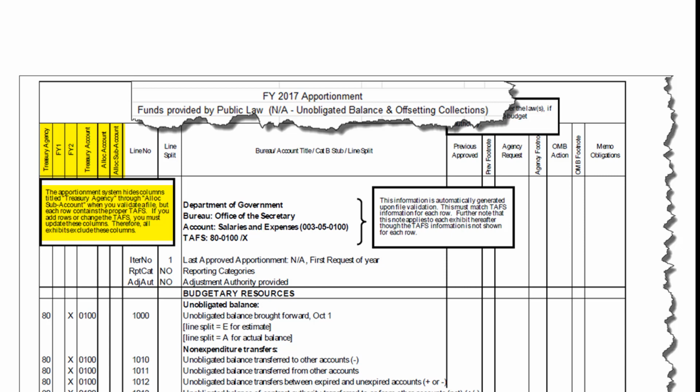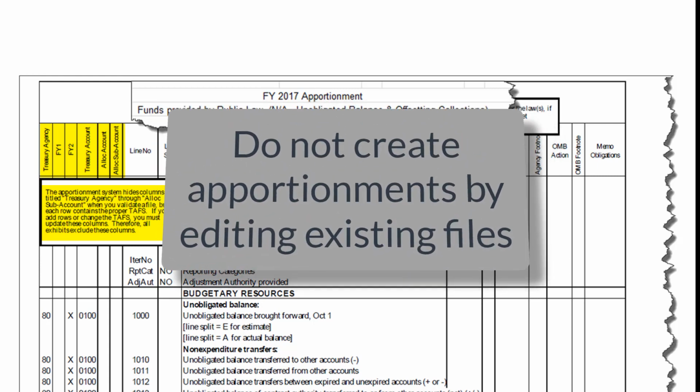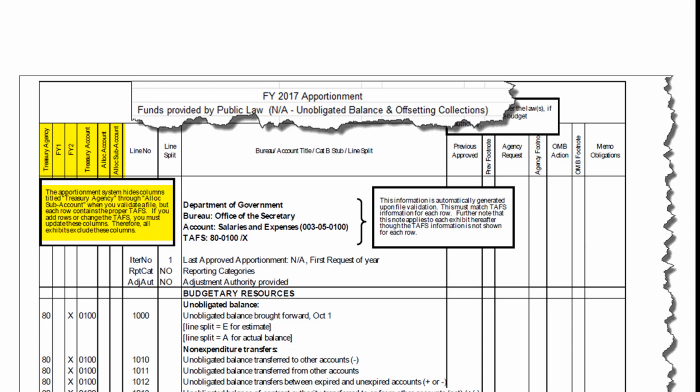So let me stop for a moment to make a recommendation. Do not create apportionments by editing existing files. Always use the OMB apportionment system to create apportionments and reapportionments. Since these columns are hidden after the form is created, our subsequent examples will not reflect them.